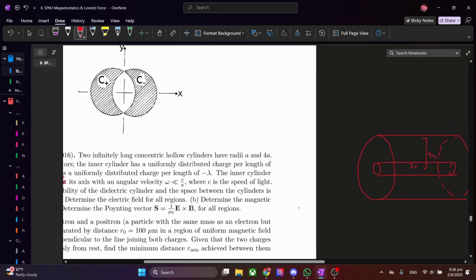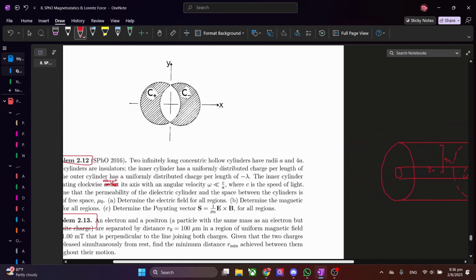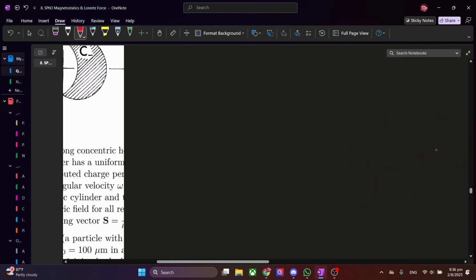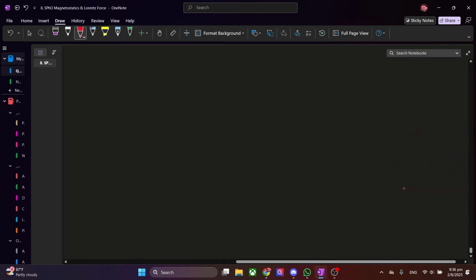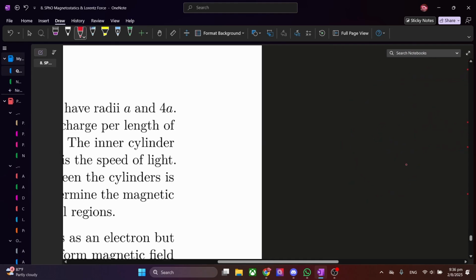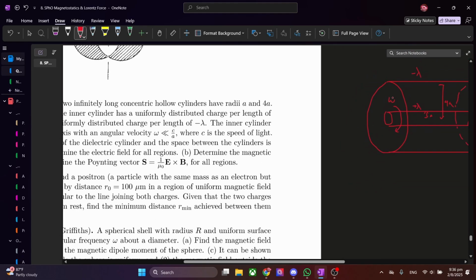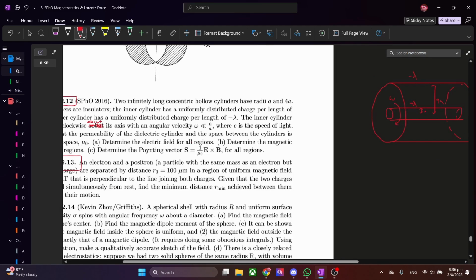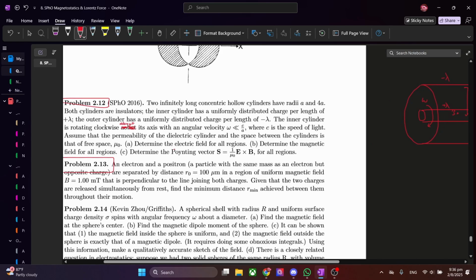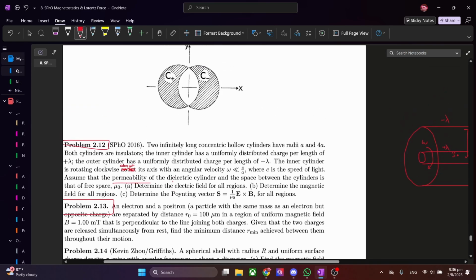All right, so both of them are insulators. Inner one has a charge per unit length of plus lambda. Outer one has a charge per length of minus lambda. And the inner cylinder is also rotating clockwise about its axis. So it's rotating in this direction, something like this. It's at some velocity omega. And this omega is relativistically slow, so basically just don't consider relativity. And we assume the permeability of the dielectric cylinder in the space between is that of free space, whatever.